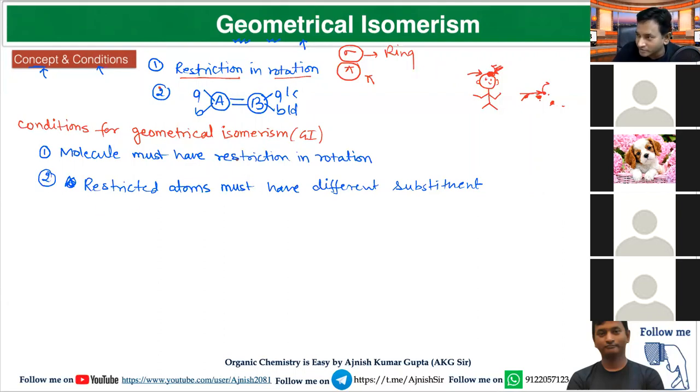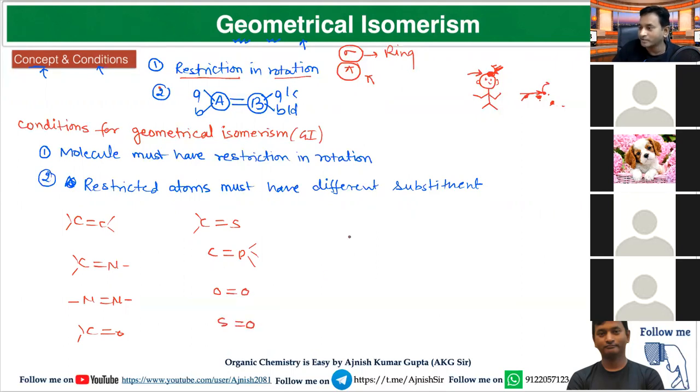So if a molecule has restriction in rotation, the question arises: there are carbon-carbon double bonds, carbon-nitrogen double bonds, nitrogen-nitrogen double bonds, carbon-oxygen double bonds, carbon-sulfur double bonds, carbon-phosphorus double bonds, it may be possible. There are sulfur-oxygen double bonds, sulfur-sulfur double bonds. It has carbon-carbon triple bonds, carbon-nitrogen triple bonds, nitrogen-nitrogen triple bonds. If the first condition is that the molecule has restriction in rotation, and a pi bond has restriction in rotation, then the pi bond may be of any type.